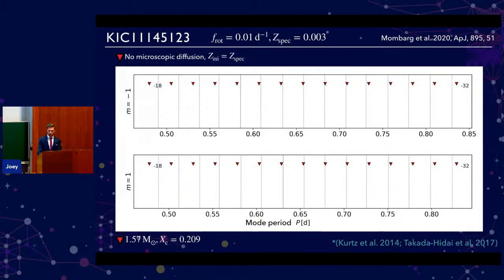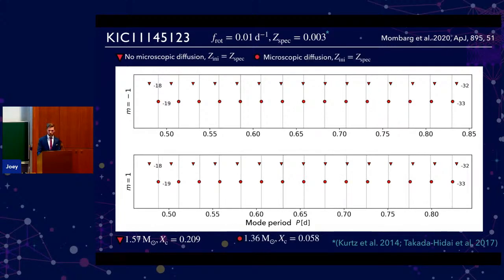So I repeat this exercise again for another star. Again, showing here the models without microscopic diffusion, and then again when we include microscopic diffusion. In this case, we find that the best model is much better at predicting the observed frequencies for this star. And in this case as well, the difference in mass and age is quite significant.